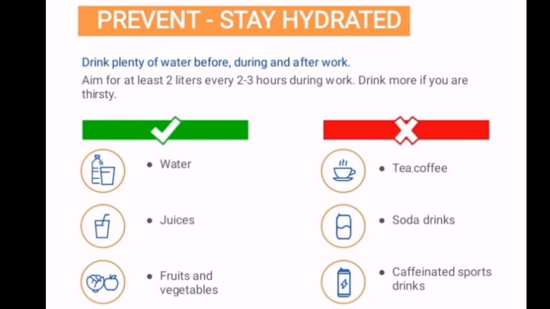The drinks which you can take in hot summer are water and juice, and you should use fruit and vegetables to make sure your body has enough energy to work and enough water to survive. You have to avoid tea and coffee, soda drinks and caffeinated sports drinks, which we call energy drinks. They will provide an instant energy boost, but they will not give you a backup store of energy.